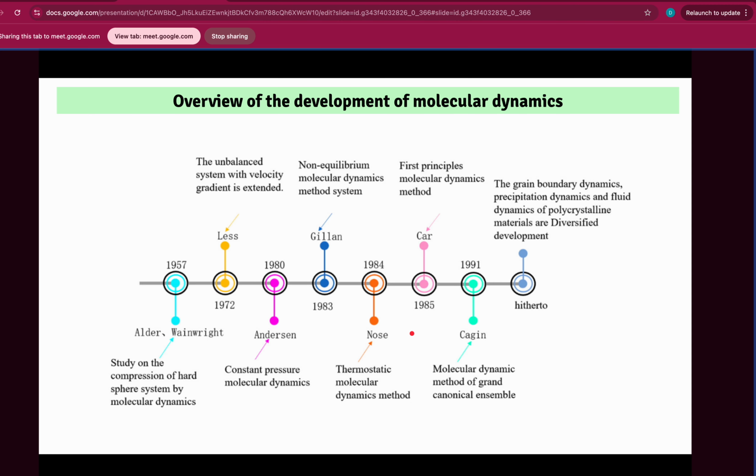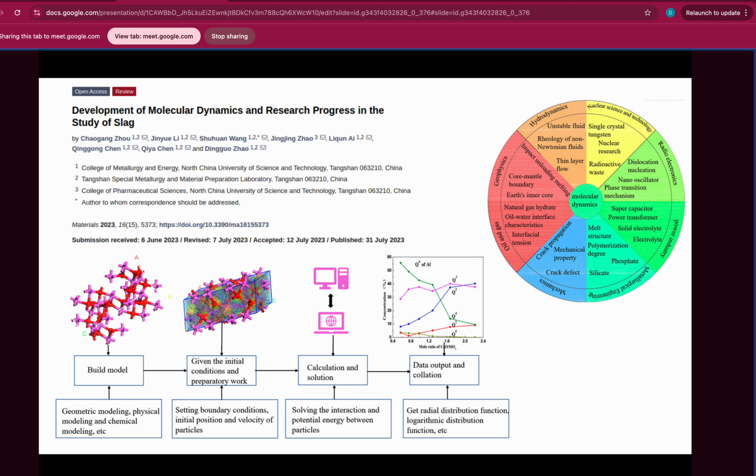This is also another perspective, of how MD simulations have developed through time. In this, different scientists' names have been mentioned and what work they have contributed towards the development of MD simulations. Now I have found another paper which was about the development of molecular dynamics and research progress in the study of slag. In this, they have very clearly mentioned the different steps in MD simulation.